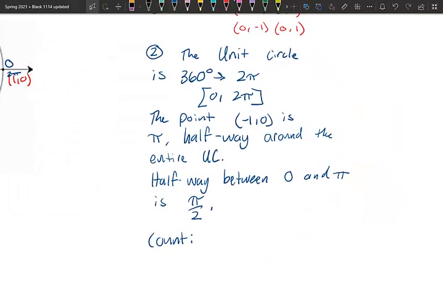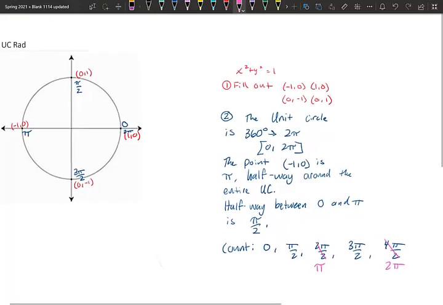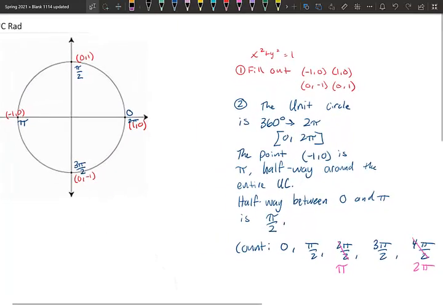So if we count, we start at 0, then we go to pi over 2, then 2 pi over 2, 3 pi over 2, and then 4 pi over 2. We stop there because 4 pi over 2 is just 2 pi, and we already have pi. So you see how we filled out the rest? You count. Alright, now we need to break each quadrant into half.